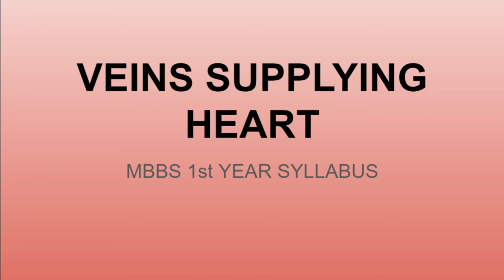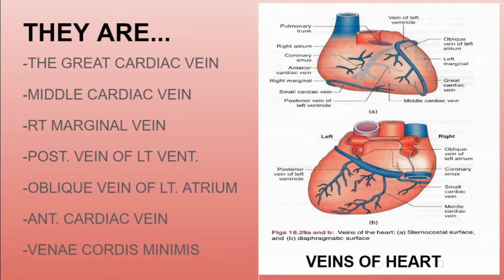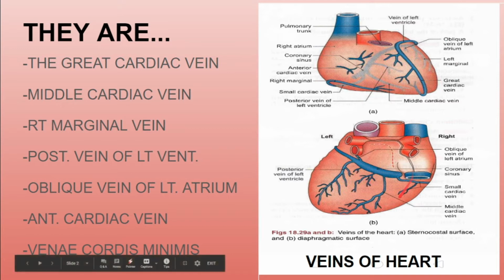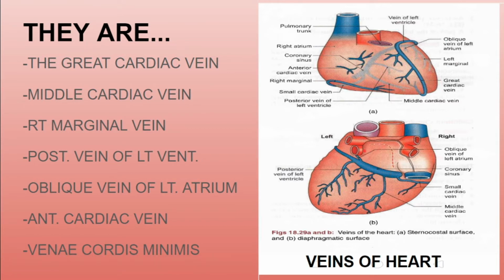Hello everyone. Today we will discuss one more important topic of thorax, that is the veins that supply the heart. First of all, let's look at the diagram of the veins to understand the branches of the veins. This is the anterior view of the heart and this is the posterior view of the heart from the diaphragmatic surface of the heart.